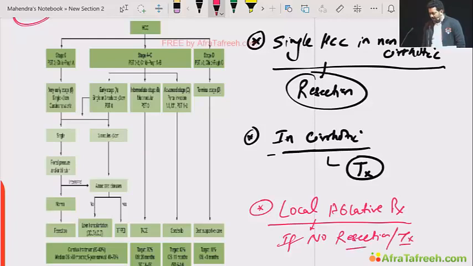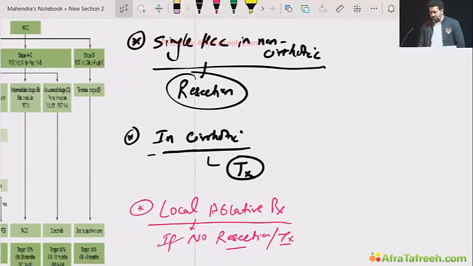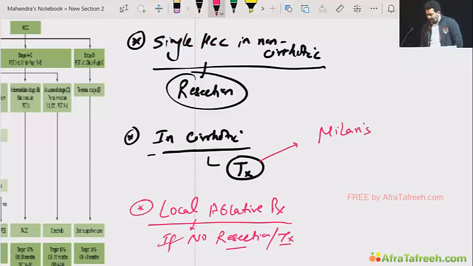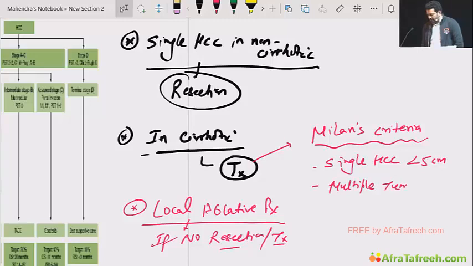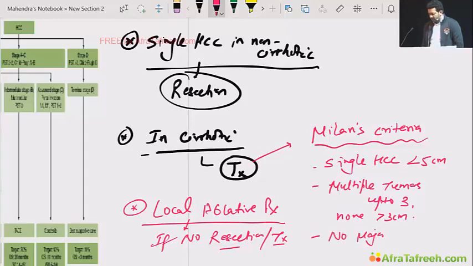Okay, so now tell me, what is the criteria for liver transplant in hepatocellular carcinoma? This is very important. The name of the criteria is Milan criteria. As per the Milan criteria, it is a single HCC less than 5 centimeter, or in case of multiple tumors, up to 3 tumors. If there are more than 3 tumors, you cannot do it, and none of the tumors should be more than 3 centimeter, and no major vascular or extrahepatic spread.